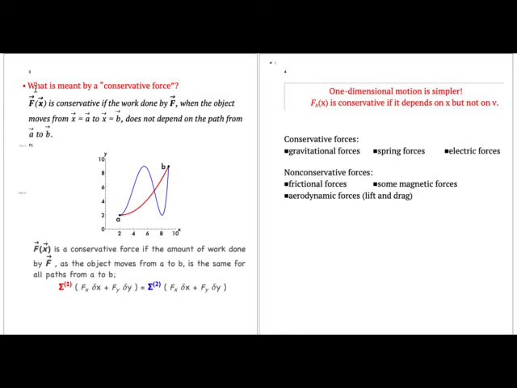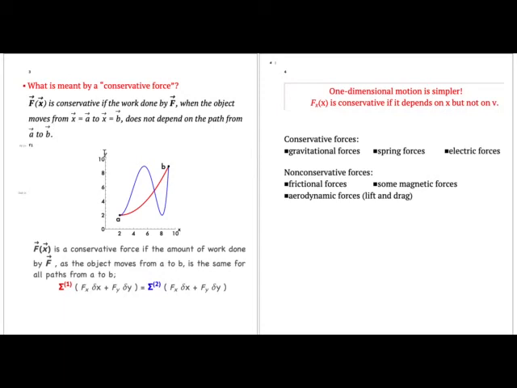So first of all, what is meant by a conservative force? F of x is conservative if the work done by F when the object on which the force is acting moves from some point x equals A to some different point x equals B does not depend on the path from A to B.